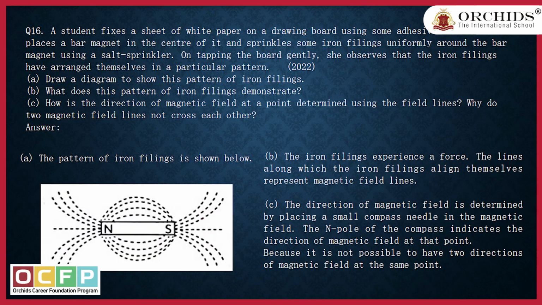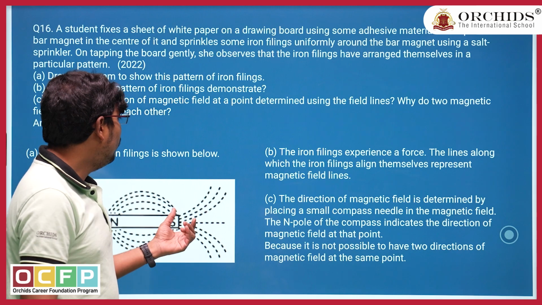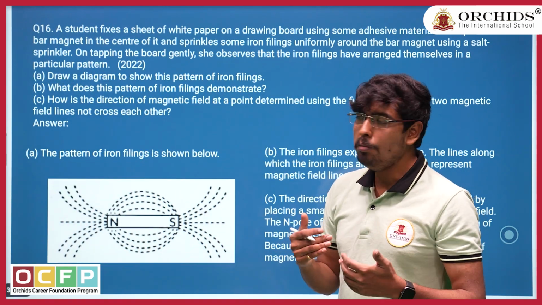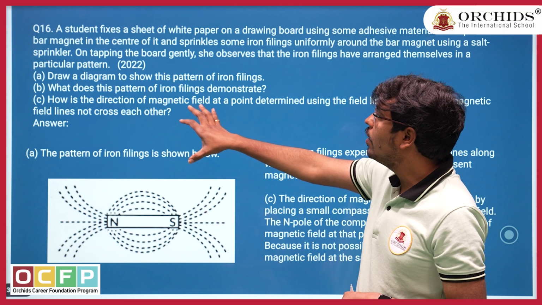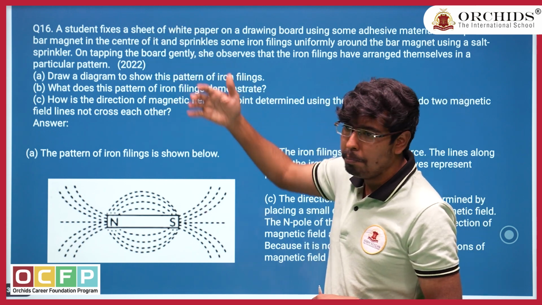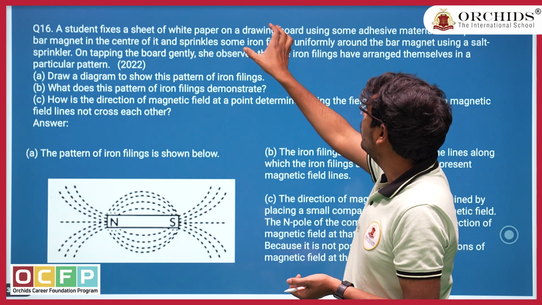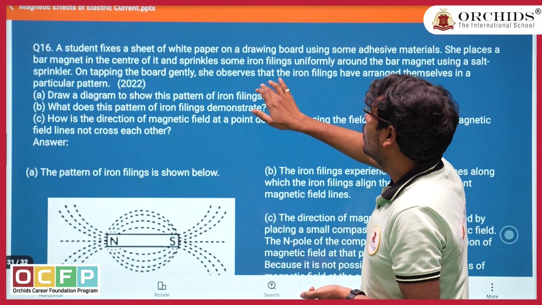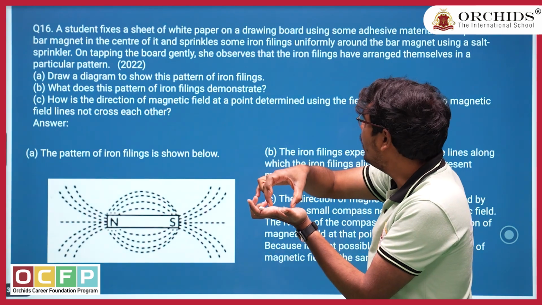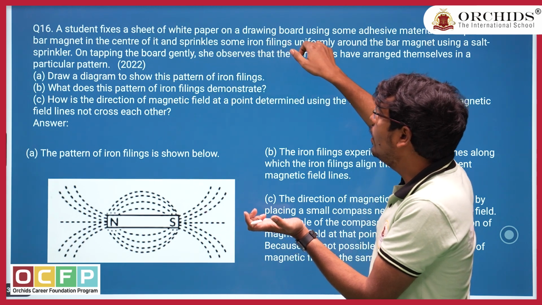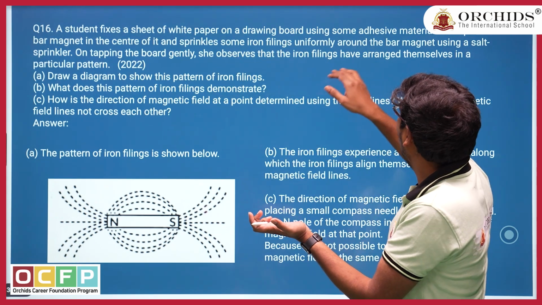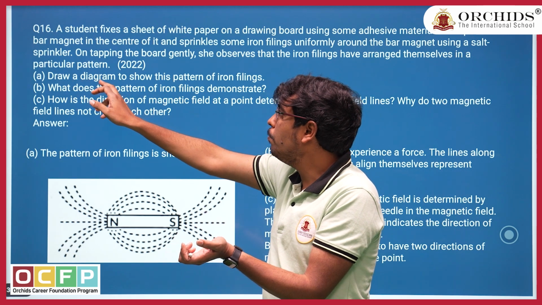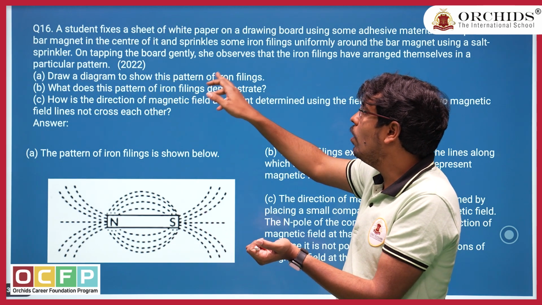Again here they asked a 4 marks question. Okay. And even this is a direct question, since we are studying the basics of magnetism. Let us take a bar magnet. They asked here: a student fixes a sheet of white paper with adhesive material, and keeps a bar magnet on the paper at the center and sprinkles some iron filings around it uniformly. And what he observed, they were asking, draw a diagram to show this pattern of iron filings.